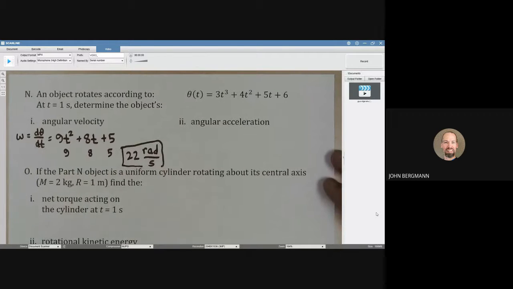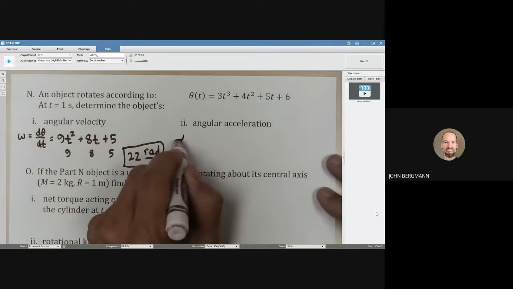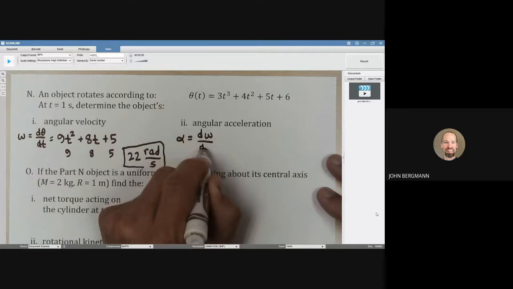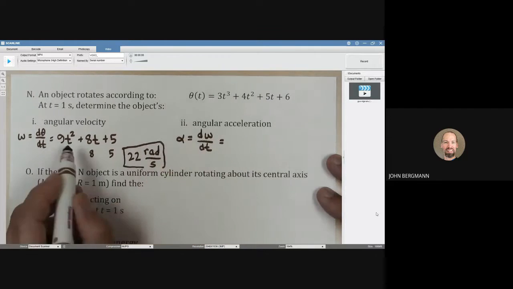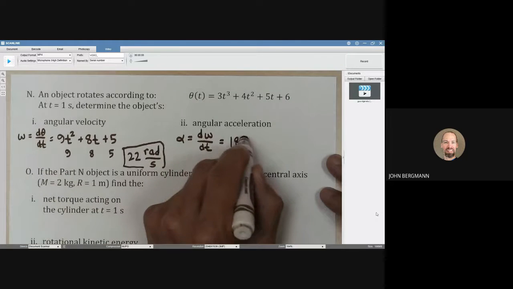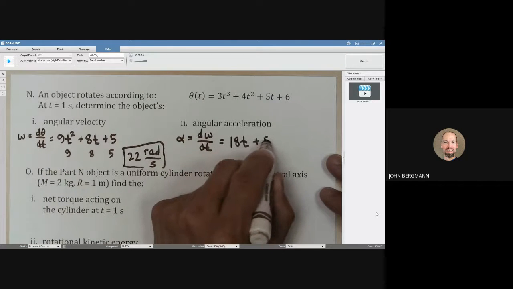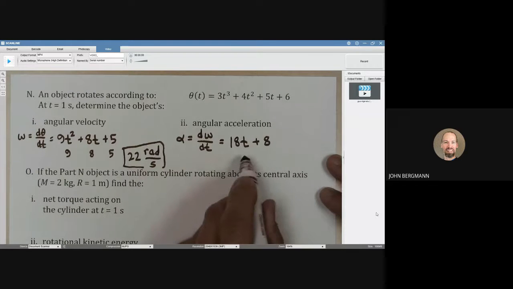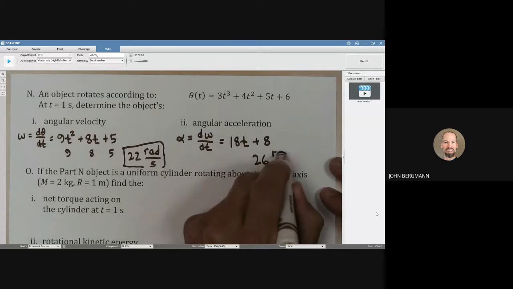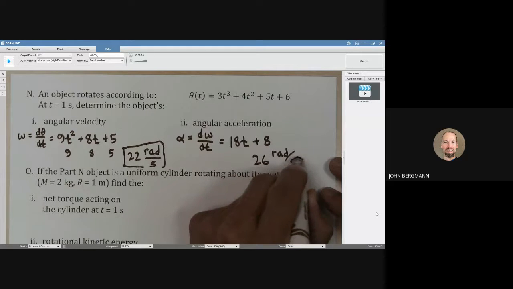What about angular acceleration? Angular acceleration is the time derivative of the angular velocity. So now we need to differentiate this. Power down again. I'm seeing 18t plus 8. Put t equals 1 in there, and that's going to be 26, isn't it? 26 radians per second squared.